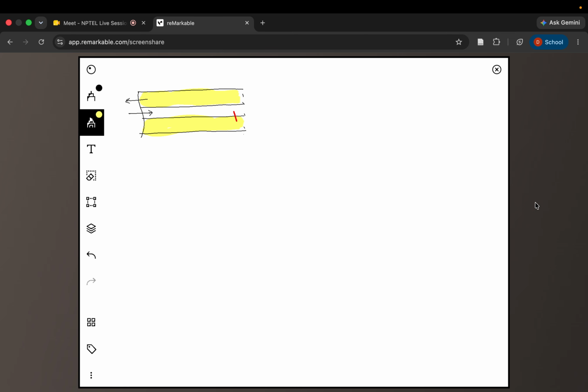You can think of the outer one like a jacket inside which another fluid flows, and there is one fluid flowing here. The flow rate on the outer one is given by, let's say, m dot out, and this is m dot in. And then we will also be given the temperatures. Let's say this is T1, T2, T3, and T4.